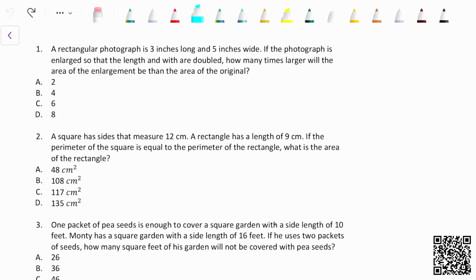Hey peeps, welcome back to another math vid. Today we're looking at some more area and perimeter problems, except they're a lot more complicated than the ones you learned in 3rd grade.